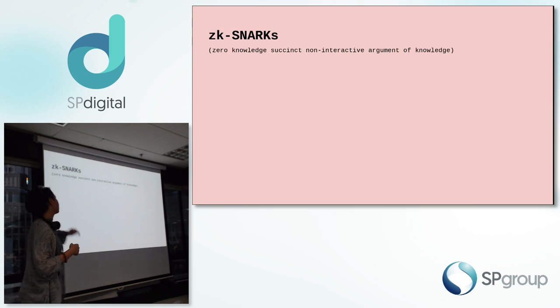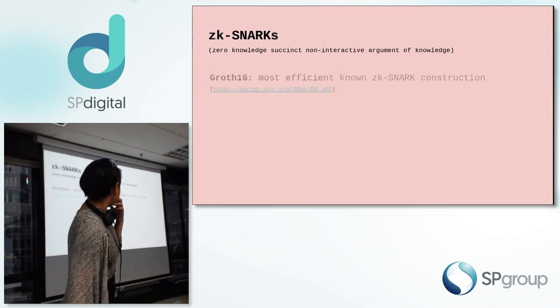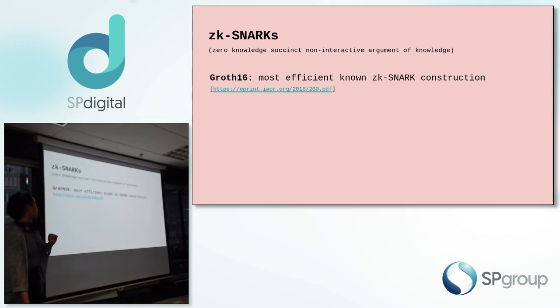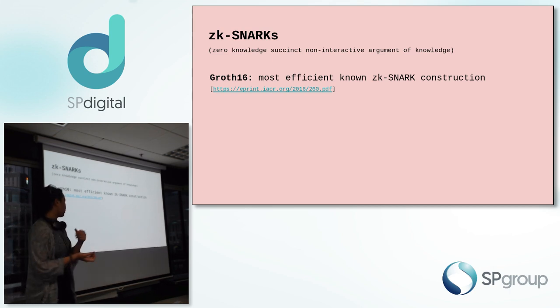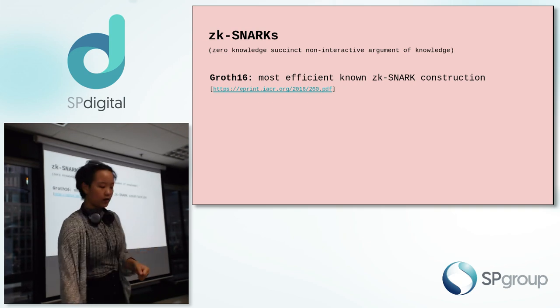So we use ZK-SNARKs. ZK-SNARKs stand for zero knowledge, succinct non-interactive arguments of knowledge. And we're going to break this down right now. I'm going to talk specifically about Groth 16. It's a ZK-SNARK construction that's the most efficient known one, meaning it produces the shortest proofs that we know of.